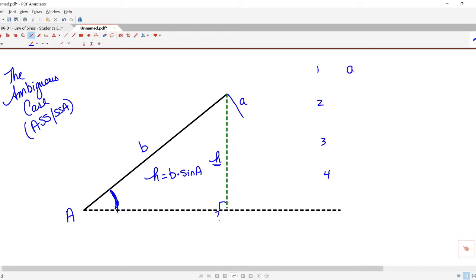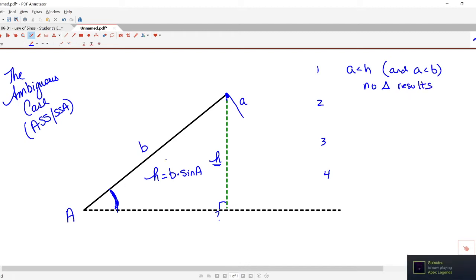First of all, if A is less than h and less than b. Now if A is less than h, and h is the shortest distance from the end of side B down to the side down here, if h is as short a distance as there can be, and A is shorter than that, then no triangle results. So again, we're looking at the side opposite the given angle. If that is smaller than the other side, then we jump in and find h. If h is larger than that side, or if that side is smaller than h, then no triangle results.